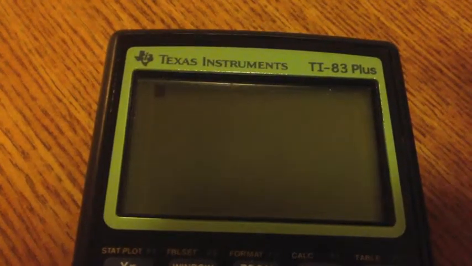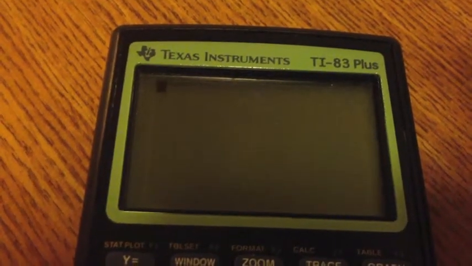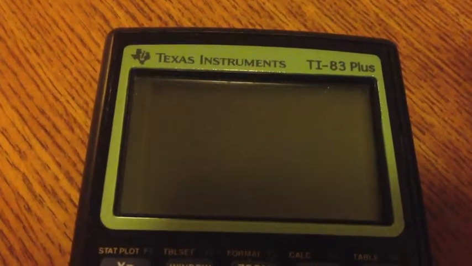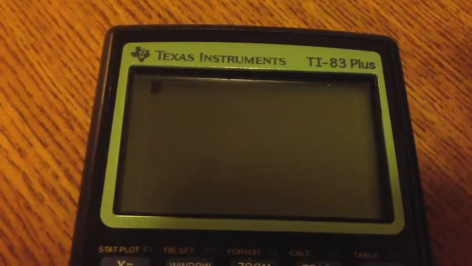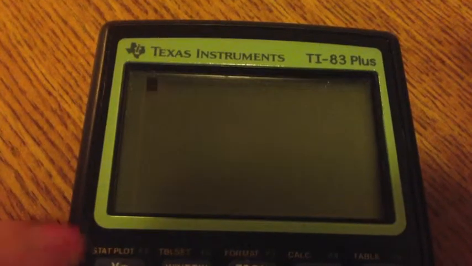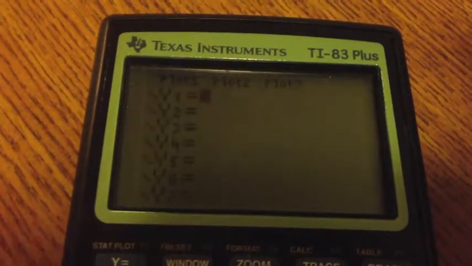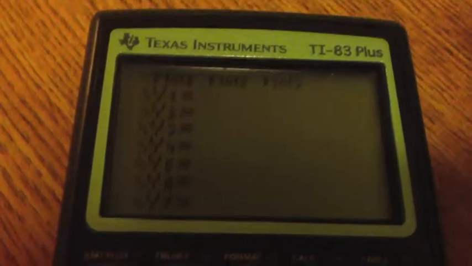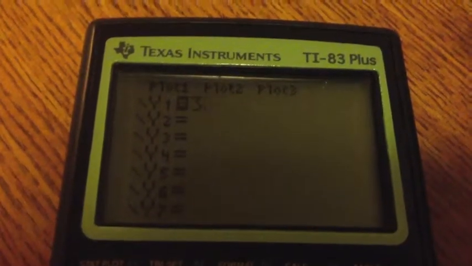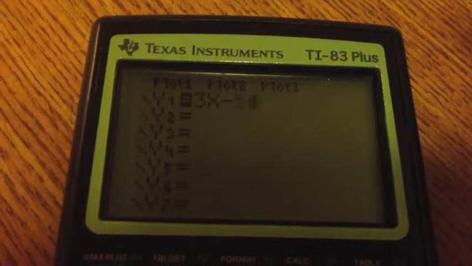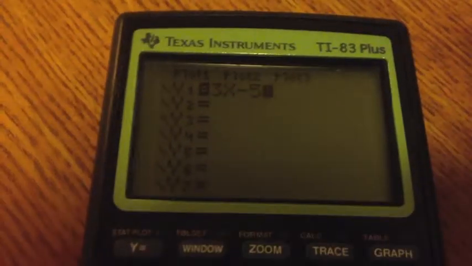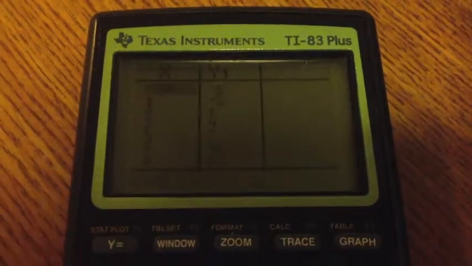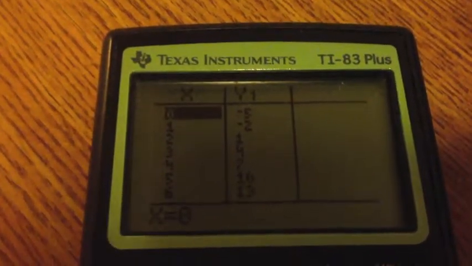Another way to find solutions for numbers that are plugged into f of x is to use a graphing calculator. So here I have a TI-83 Plus, and what I'm going to do is take my equation, hit y equals, and then in y1, put in my equation. So I put 3x minus 5, and then I'm going to hit second graph, and this is going to bring up my table of values.